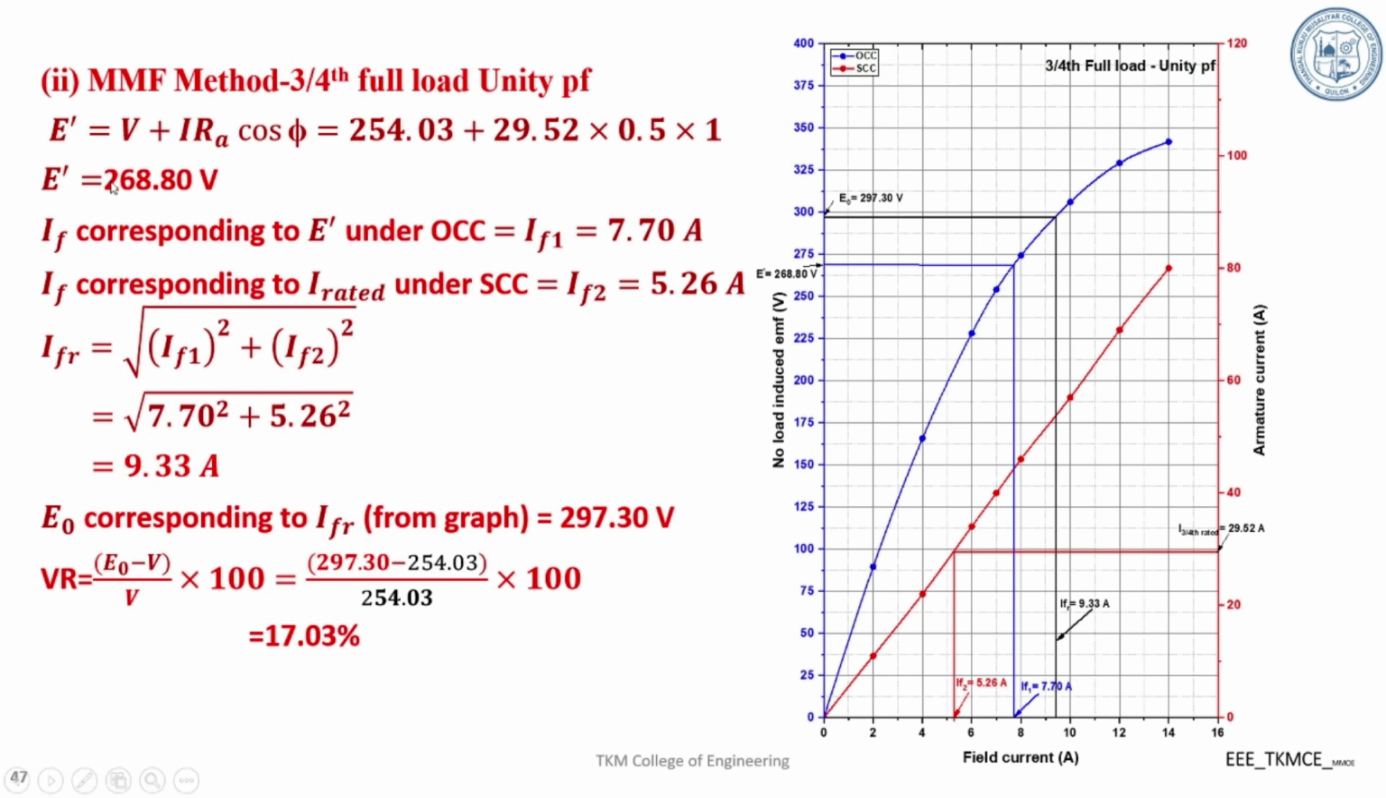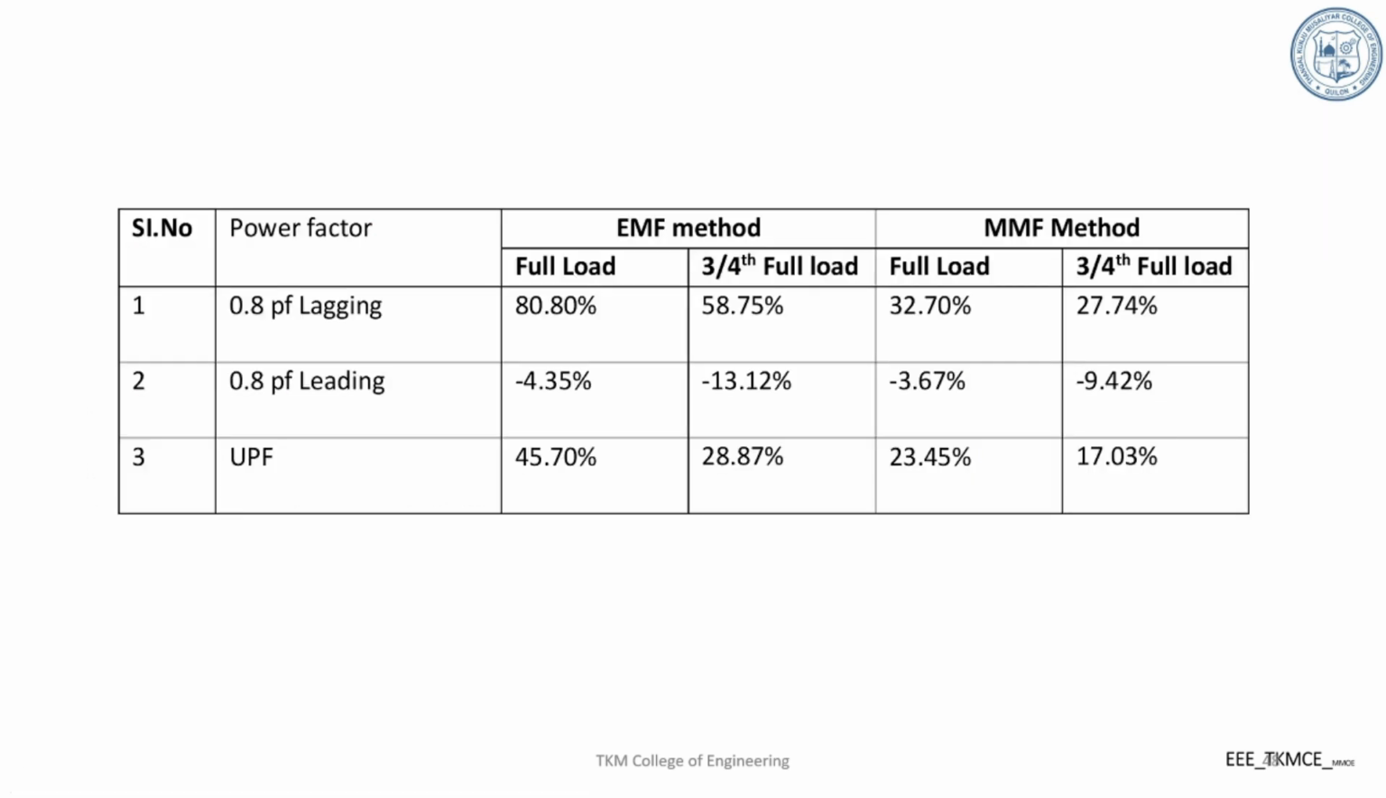Then MMF method, 3/4 full load, unity power factor case. E dash is obtained as 268.80 volt and the corresponding IF1 is obtained as 7.70 ampere and IF2 is 5.26 ampere. Then the resultant field current is obtained as 9.33 ampere. So E0 corresponding to IFR from the graph is obtained as 297.30 volt and the voltage regulation is obtained as 17.03%.